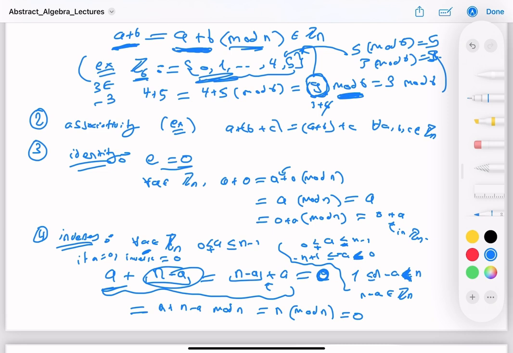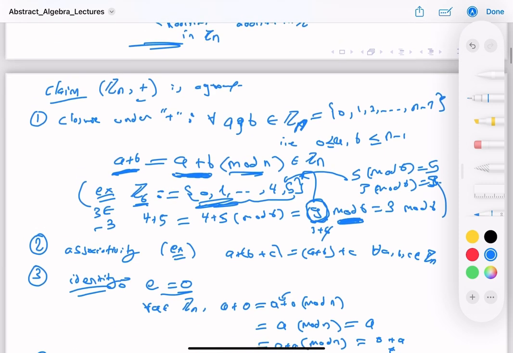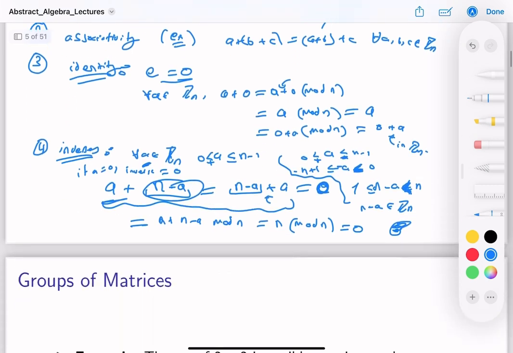Unless A is 0, in which case its inverse is just A itself. And this actually proves this. That's it. This proves that Zn with addition is actually a group. I hope that you keep track of these tricks.